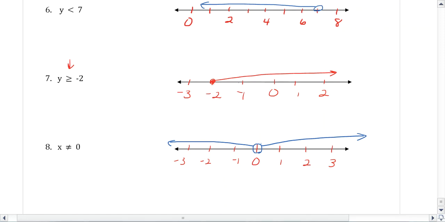All right, so now you know everything you need to for section 1, so have fun with those inequalities.